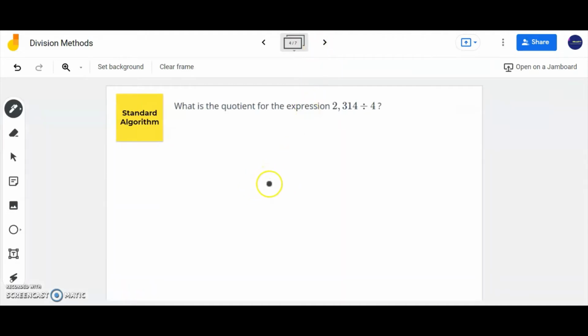Now in this problem, it says, what is the quotient for the expression 2,314 divided by 4? So again, we're going to take it one step at a time. 4 times what number gets me closer exactly to 2? Well, 4 times 0. So I'm going to now look at 23. 4 times 5 is in fact 20. That got me close to or exactly to 23. I'm going to subtract, and I'm left with 3. Now I still have a digit here. I'm going to bring down this 1.